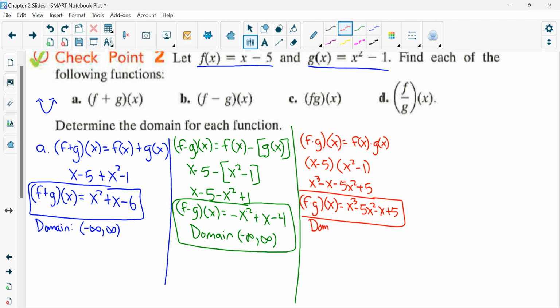Again, we need to find the domain for this one. So this parent graph is x cubed, okay, because there's a cubic there. Is there any restrictions on the x cubed graph? Nope. So again, that's going to be negative infinity to infinity.